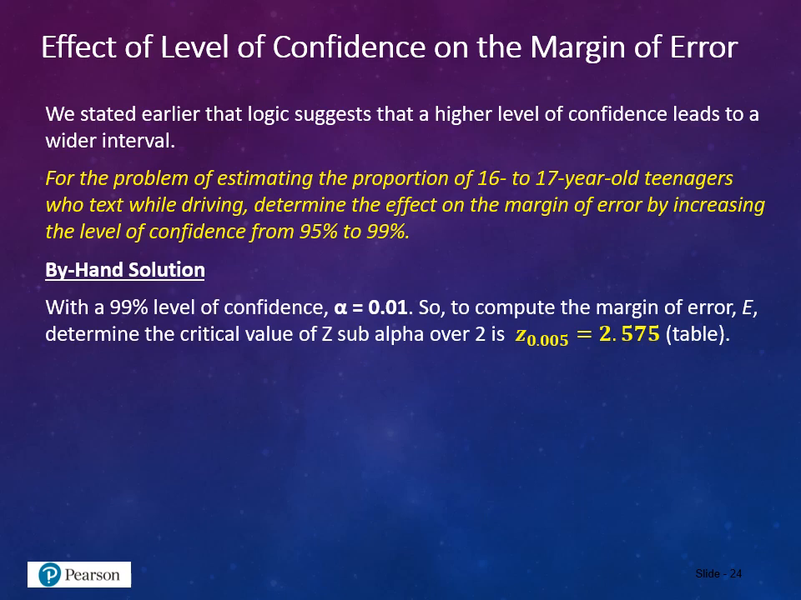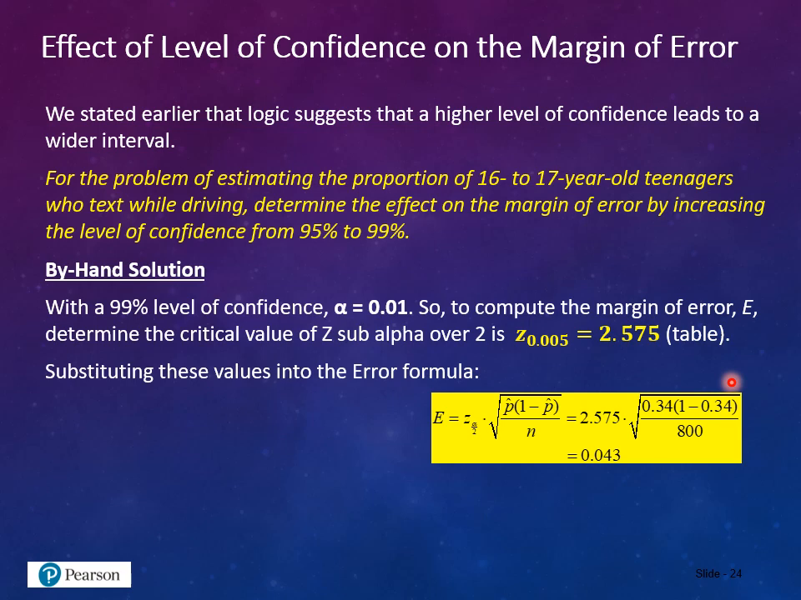With the 99% level of confidence, alpha will equal 0.01, right? 1 minus 0.99. So to compute the margin of error, we determine the critical value of z sub alpha over 2 as z sub 0.005. That's just 0.01 divided by 2. So we get z sub 0.005, and this is the value that was given in the table several slides back. We had three: a 90% level, a 95% level, and a 99% level.